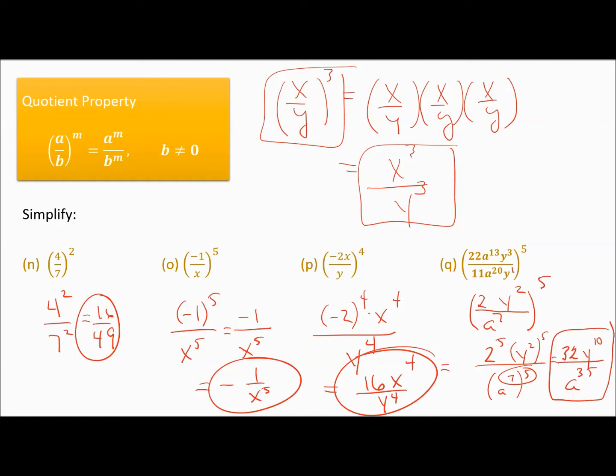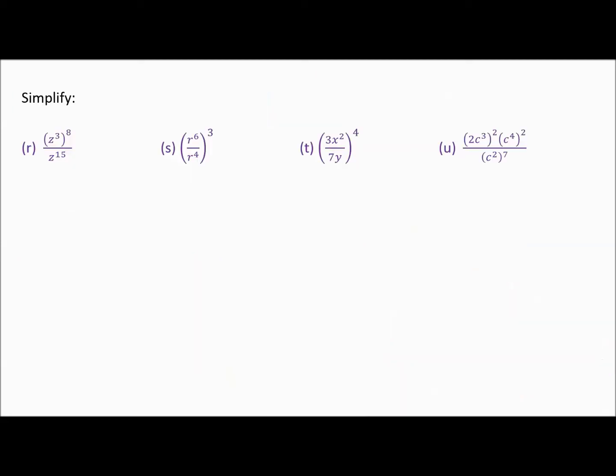So it's not wrong to go ahead and apply that exponent, but I think it's easier if you simplify inside your fraction first if necessary, and then raise it to that exponent. You'll have less work to deal with in the end. So let's continue with our examples. We're going to use our division property.